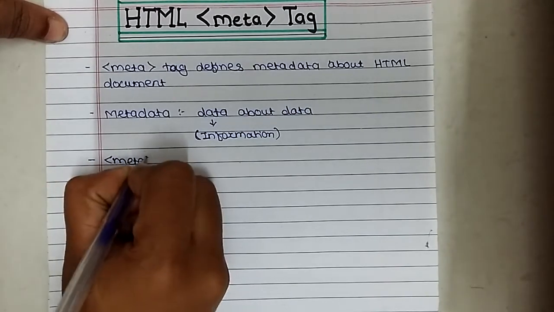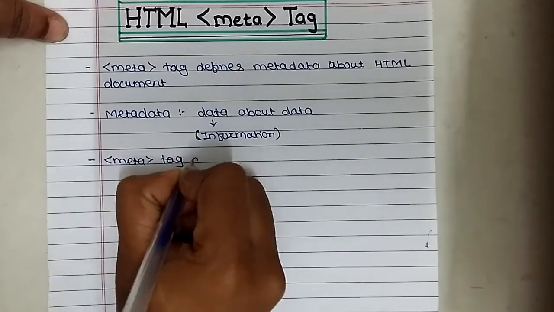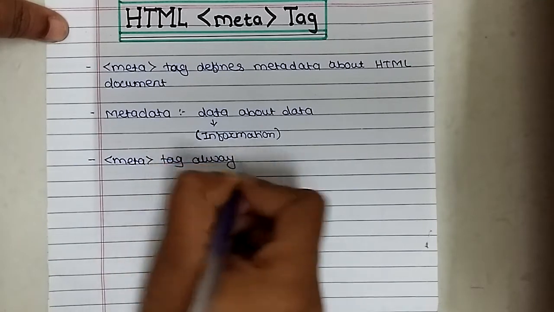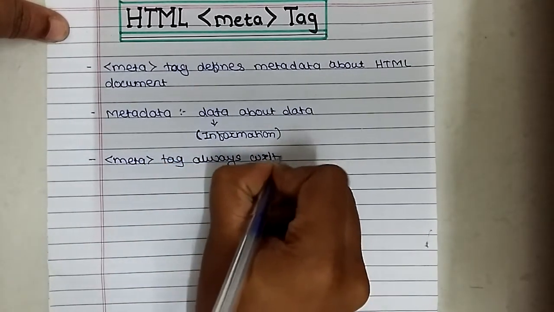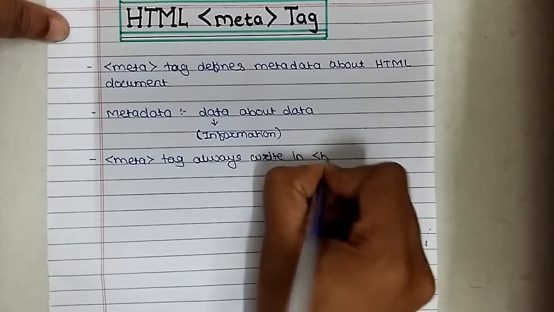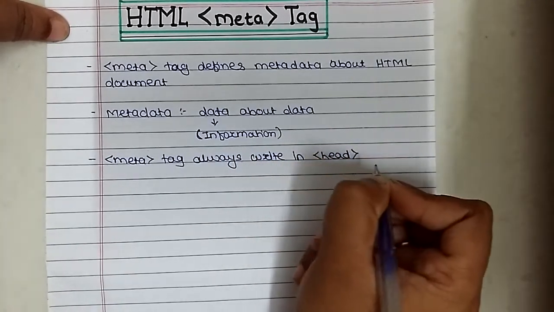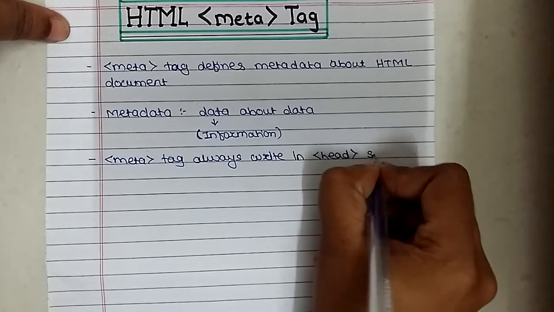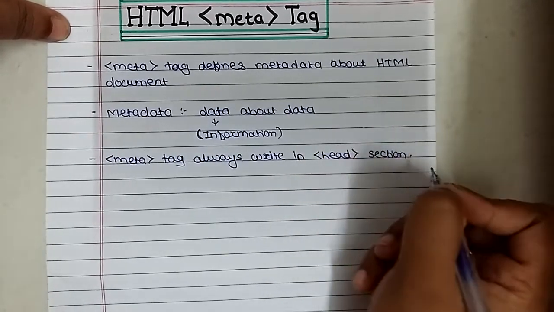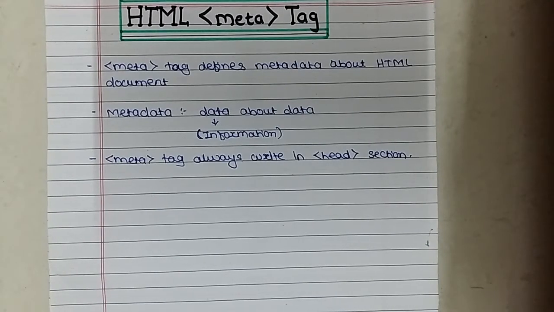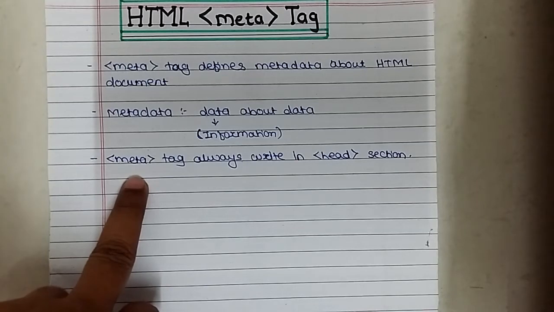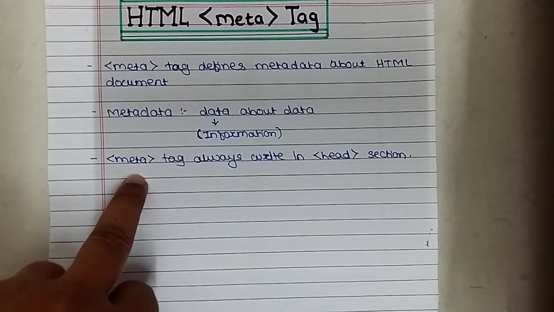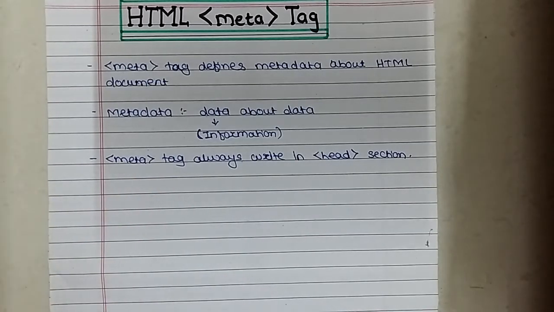So meta tag is always written in the head section. That means this meta tag does not show any information on your web page. It is just used to define the metadata of your HTML document.